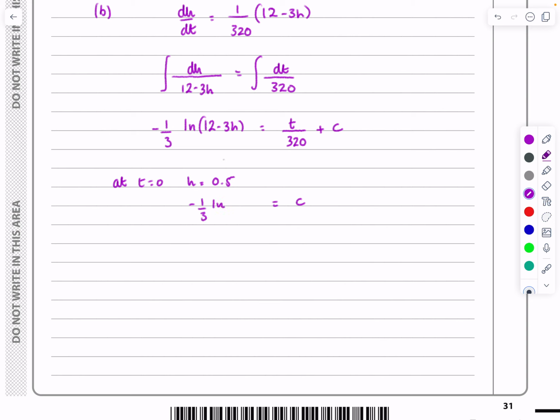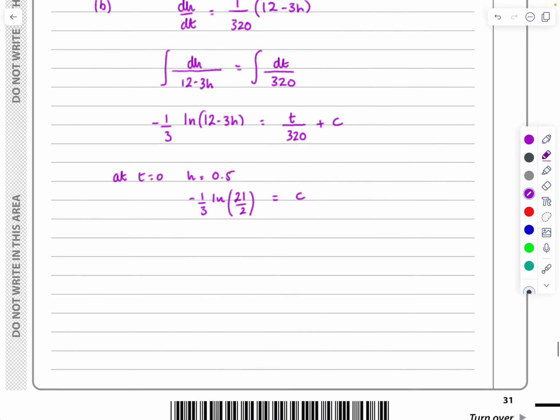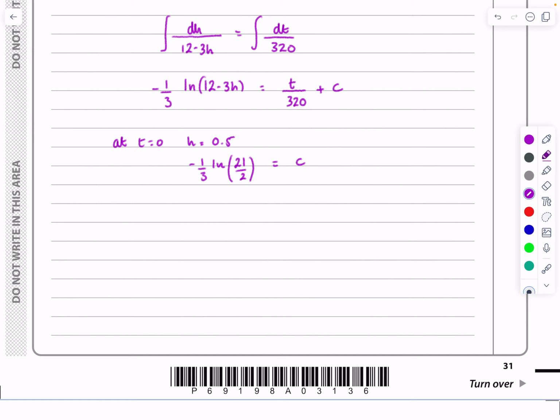of 12 take away 3 over 2, since h equal to 0.5 is 3 over 2. If I'm leaving it as a fraction, which I'm going to for the time being, that gives me my constant of integration. So what that then means is that minus a third log of 12 minus 3h is equal to t over 320 minus a third log of 21 over 2. I'm just putting in now that we have the constant.